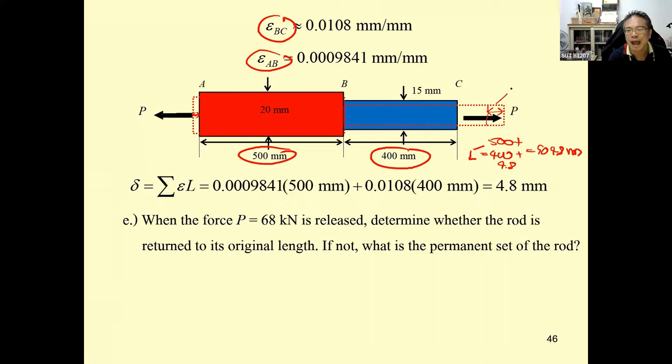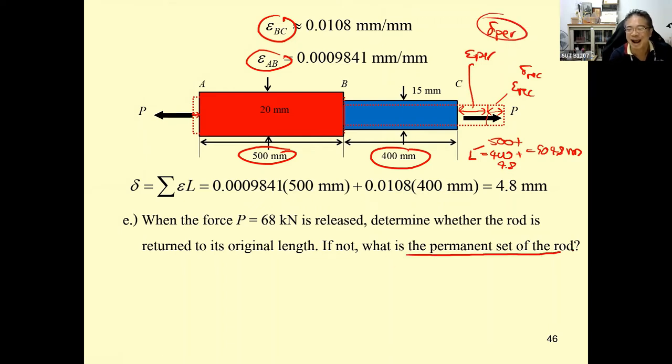Now, we do the release of this one, and this one will return back, but this part will return some due to the certain recovery and produce the recovery deformation. And another part is going to produce the permanent strain, and then it's going to produce the permanent deformation.